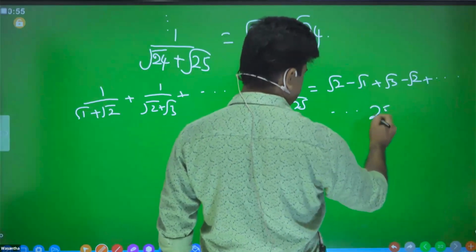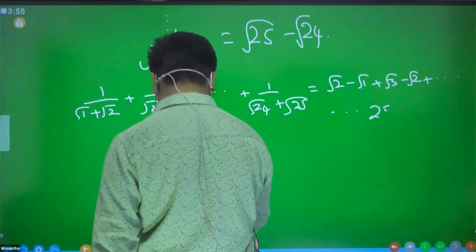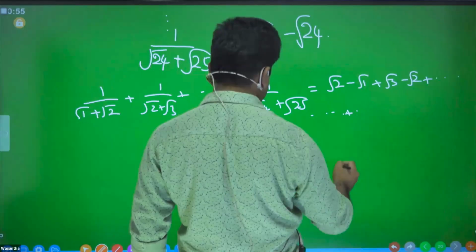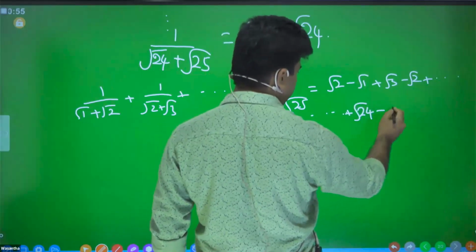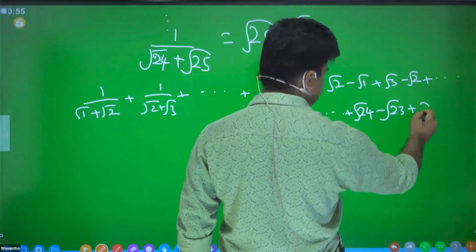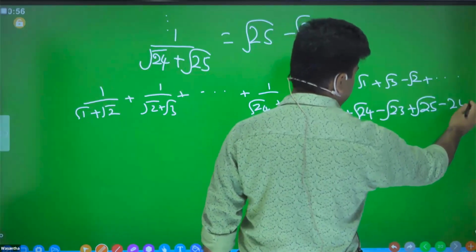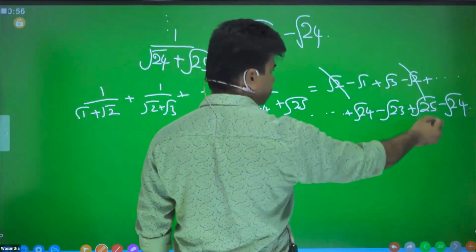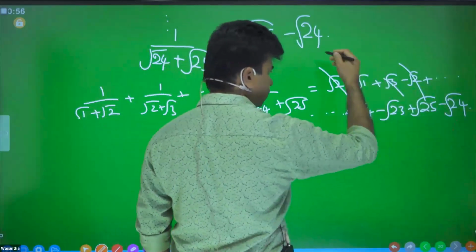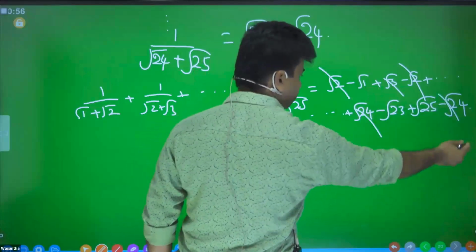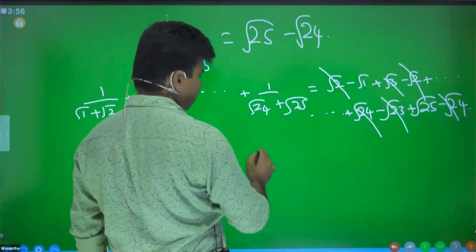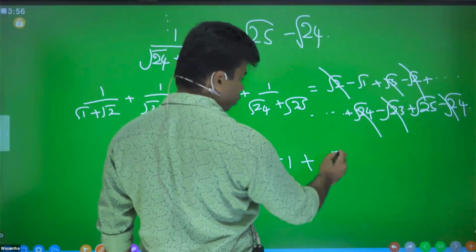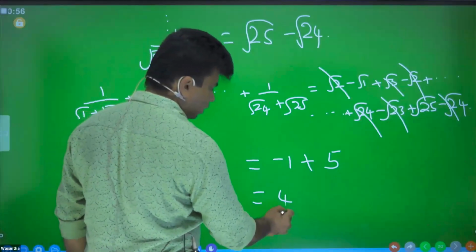I'll write it like this, and here root 24 minus root 23, and plus root 25 minus root 24. So what happens? This cancels with this, this cancels with the next one, this cancels with this one, this cancels with the previous one. What happens finally? You get root 1, which is just minus 1. Here plus root 25 means plus 5. 5 minus 1 is 4. Very nice.